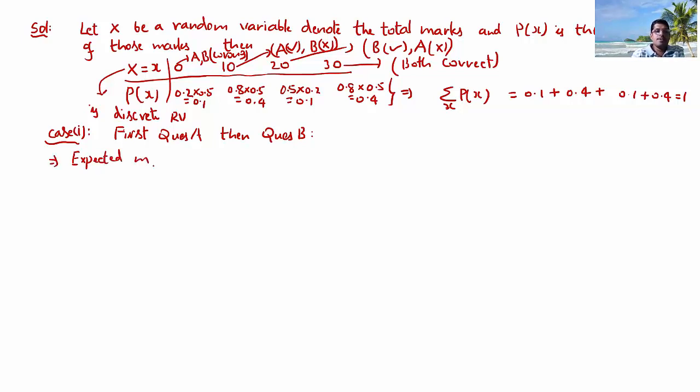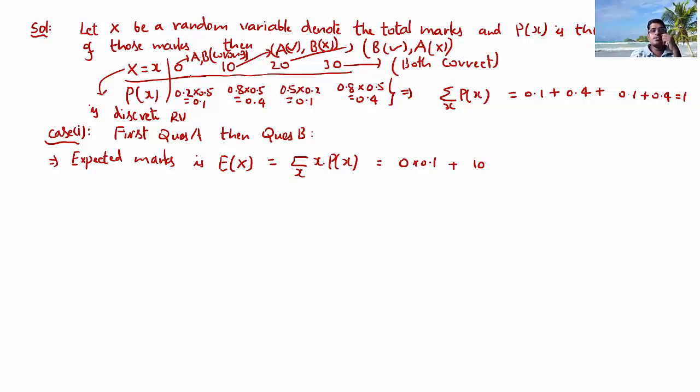Expected marks is nothing but E of x, because for a discrete random variable the operator is summation taken over all x values of x into P of x. X value 0 into 0.1 probability. Next 10 into... So first question A, then question B.